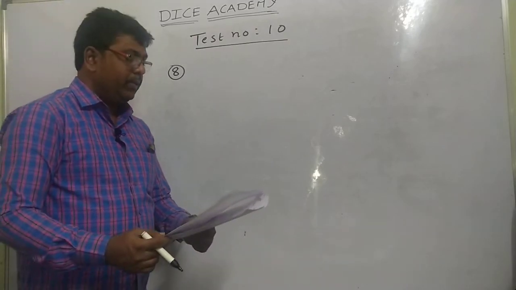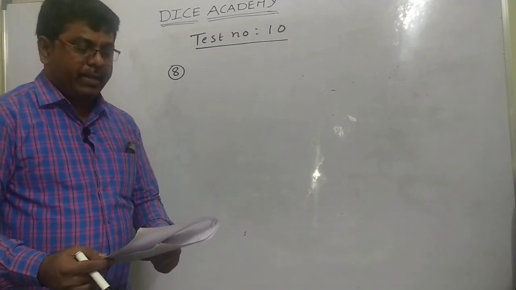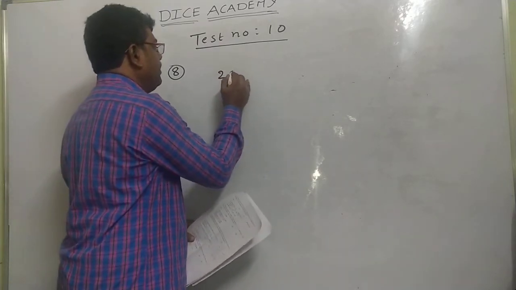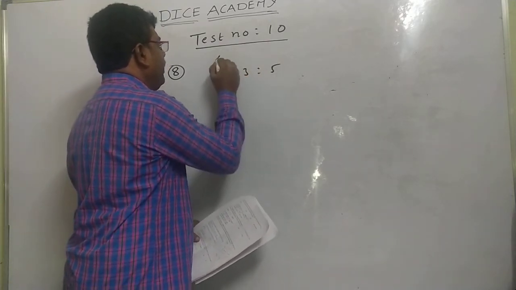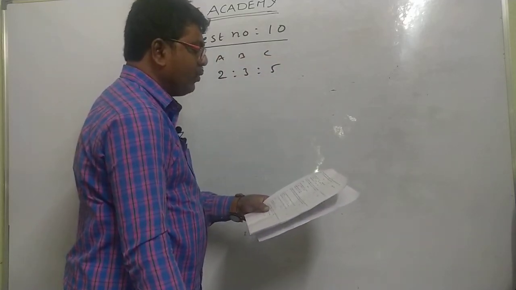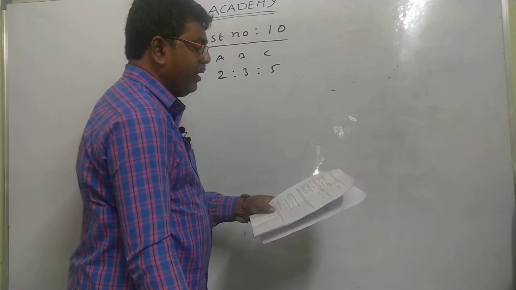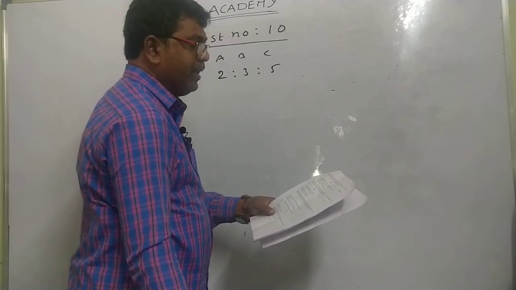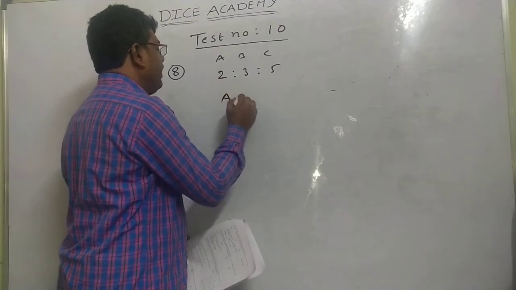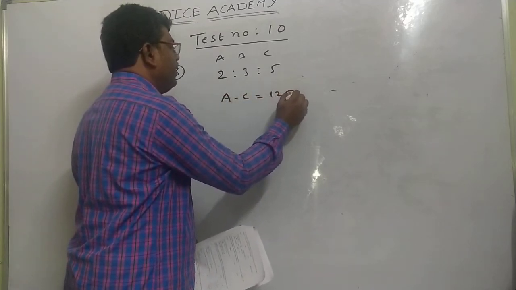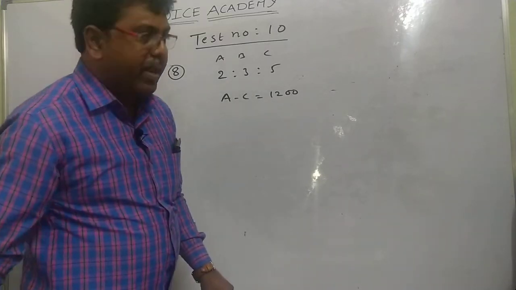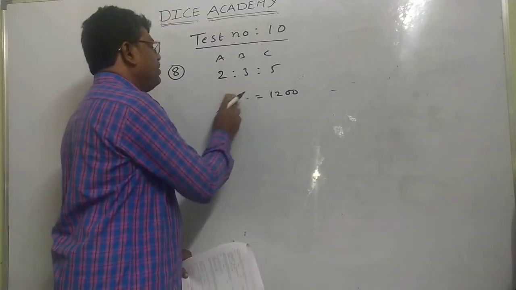Eighth one. The monthly salary of A, B and C in proportion is 2:3:5. If C's monthly salary is 1200 more than A's monthly salary, then B's annual salary is dash. He was given the difference of C minus A as 1200 rupees.